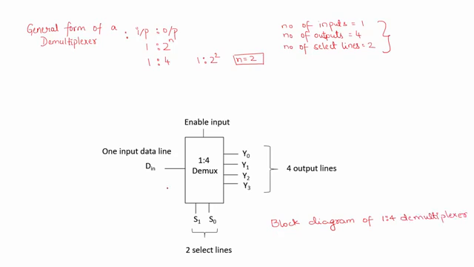You can see that you have one input data line D in, two select lines S1, S0 and 4 output lines Y0, Y1, Y2, Y3 and one active high enable input. This enable input determines if the demux is enabled or disabled. If the enable input is 1, the demux is enabled, and when the enable input is 0, the demux will be disabled. Let us now look at the truth table of the 1 to 4 demultiplexer.